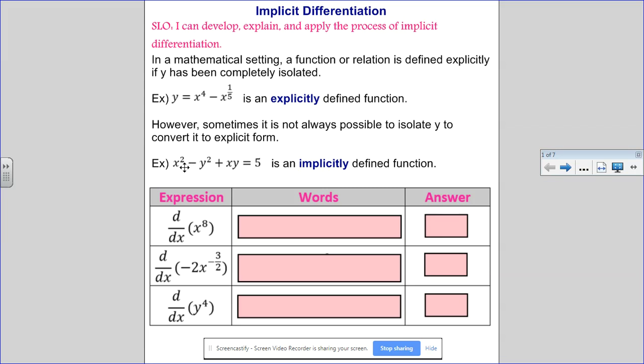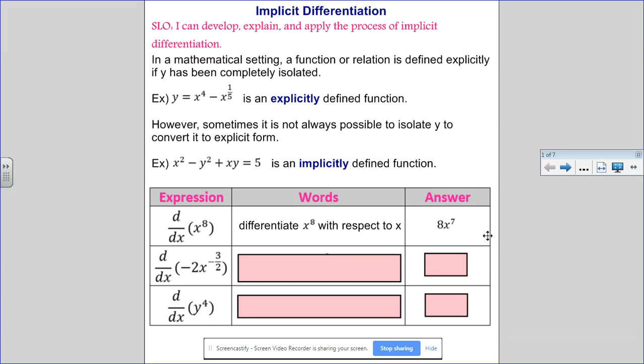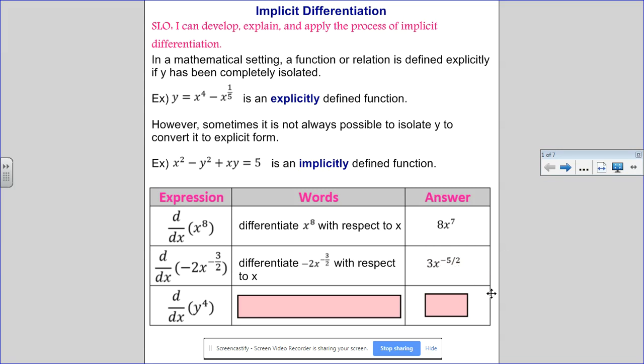So we have this example here, x squared minus y squared plus x times y equals 5. It's implicit, we cannot isolate them. So we have some examples here, things that we're used to: differentiating x to the power of 8 with respect to x, giving us the answer of 8x to the power of 7. Another familiar example would be differentiating negative 2x to the power of negative 3 over 2 with respect to x, with the answer of 3x to the power of negative 5 over 2.